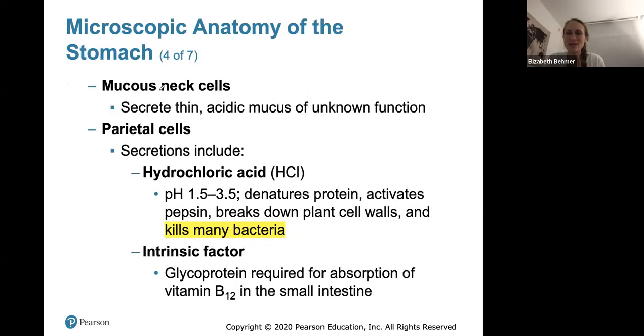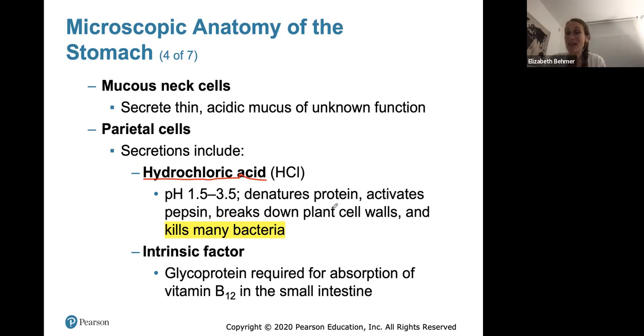The mucous neck cells will secrete a thin acidic mucus. And then we have parietal cells, which secrete hydrochloric acid. Your stomach is incredibly acidic. This acidity is around pH of 1.5 to 3.5, which is very acidic. It's at the lower end of the scale. This acidity will help to denature protein. So it'll help to break down protein. It'll activate what we call pepsin, which will be important later on.